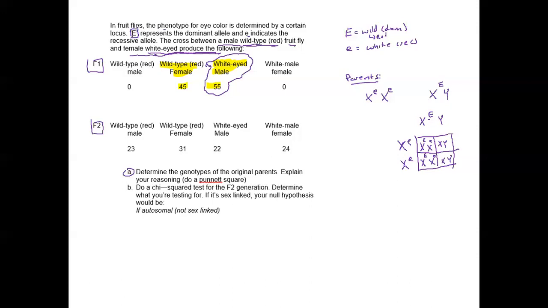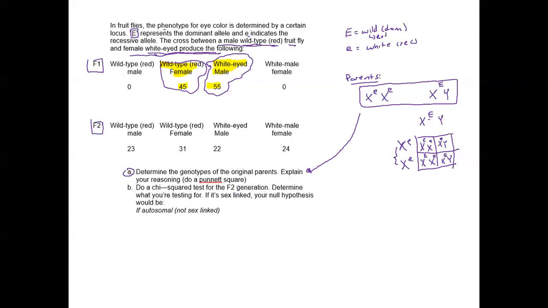Notice that the mom, the initial parent, had white eyes, and that's according to what the problem is telling us. So we can put a little e here, a little e here. So far, it looks like this is matching up with the data presented to us. So in the F1, all of the females are wild type, and all of the males are going to be white-eyed. So, determine the genotype of the original parents. Well, it's pretty set in stone that this would be your answer to that one. Explain your reasoning: we did a Punnett square to prove it. So just provide that explanation.